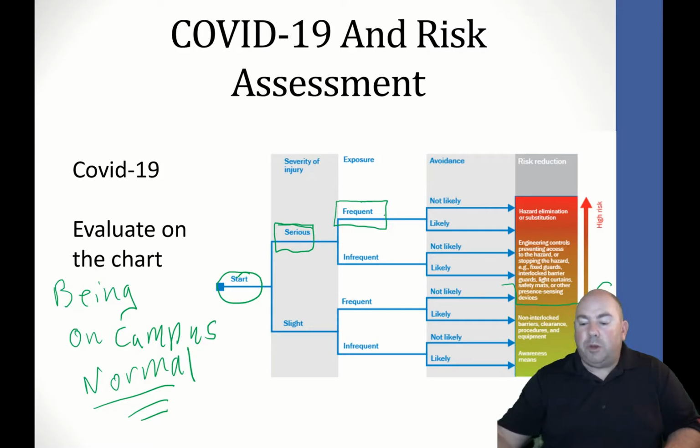And then the possibility of avoidance. We're talking about breathing, so I'm going to say possibility of avoidance, not likely. This puts us up here at basically the highest risk category. What it recommends here is hazard elimination or substitution. Basically it's recommending going to the highest possible level of risk reduction. So this is how we would use that chart.